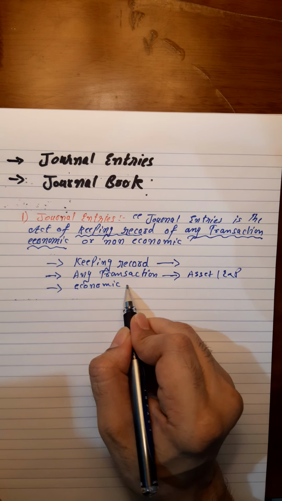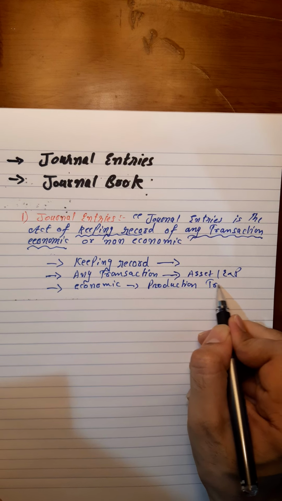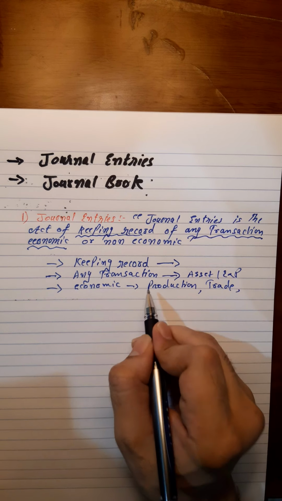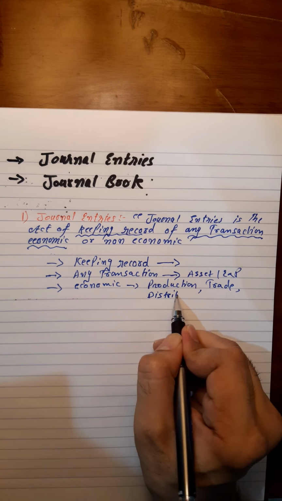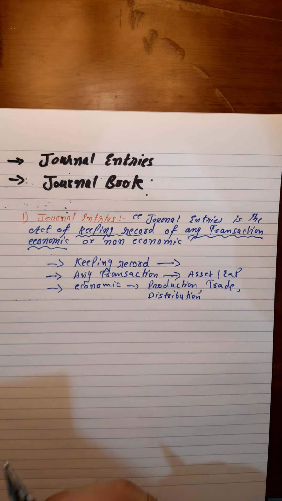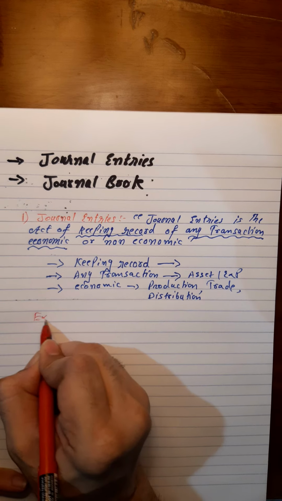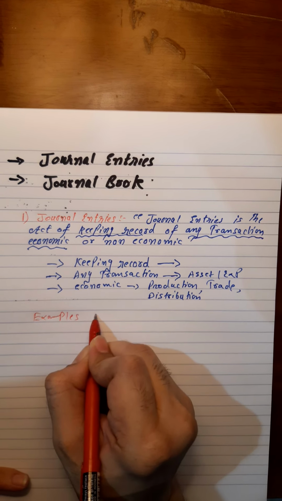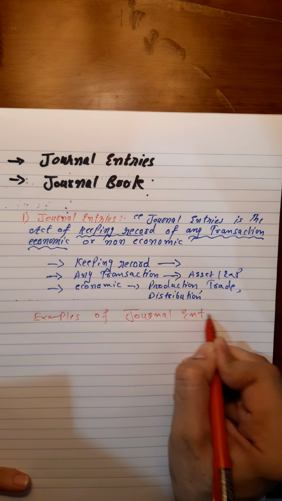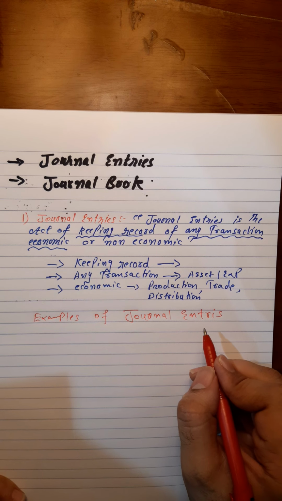Economic relates to production, trade, distribution, all those entries which are related to production, trade, distribution. This was the definition. Okay friends, I will show you the entries with very good examples of journal entries. I will pass the entry with debit credit rules. Also I will pass the entries in the journal book.